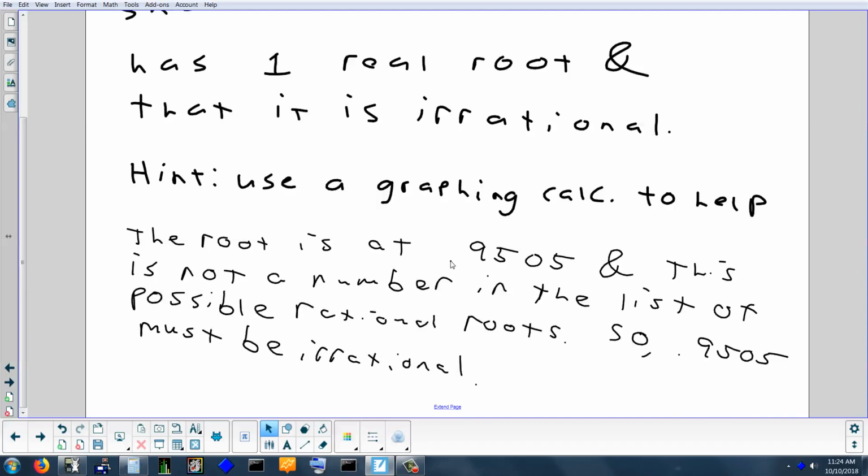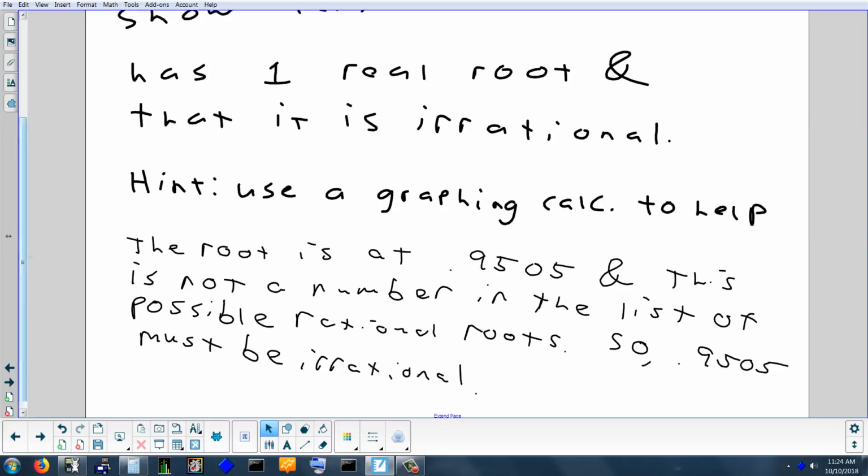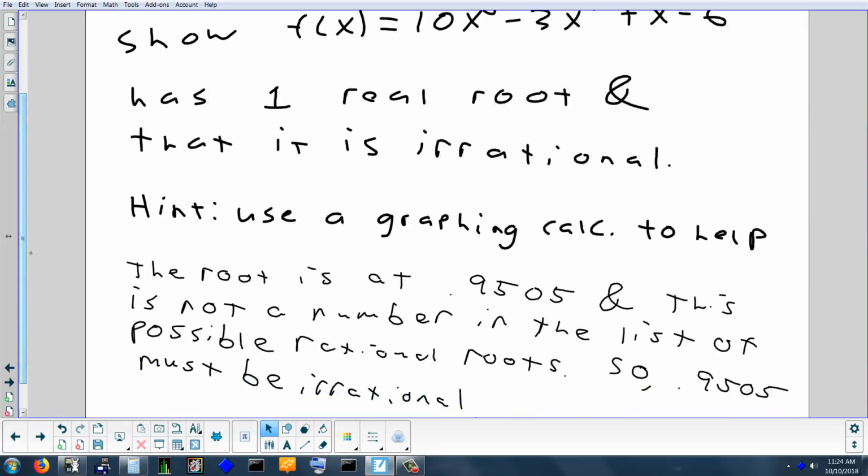Has to be. So that would be a problem when somebody had asked me about the homework. Is there another way we could do this problem without a calculator? This one, no. Because the root is irrational, there is no other way with the level of math that we know right now to do that problem without a calculator.